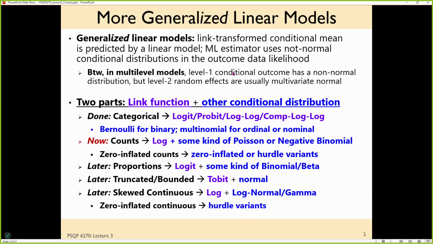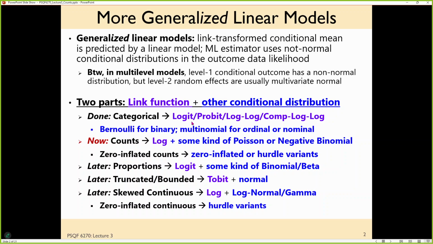That's the idea. I have in purple here the link function and the conditional distribution as the pieces you would select for different kinds of outcomes. What we just did in Unit 2 is categorical, meaning binary, ordinal, or nominal. The links we would have used for that were logit, probit, log-log, or complementary log-log, the ones I had shown you.